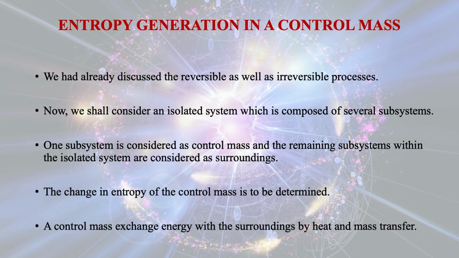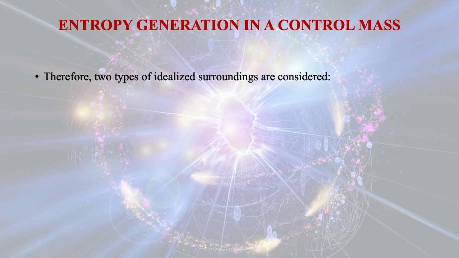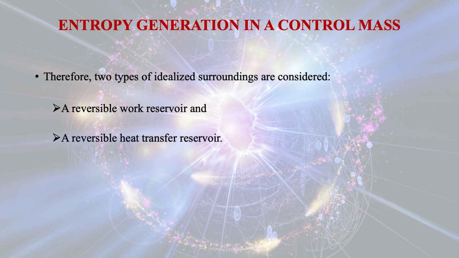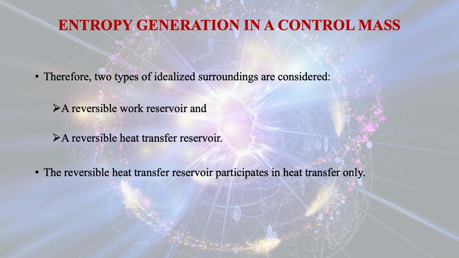A control mass exchanges energy with the surroundings by heat and work transfer. Therefore, two types of idealized surroundings are considered: a reversible work reservoir and a reversible heat transfer reservoir. The reversible heat transfer reservoir participates in heat transfer only. The reservoir is of constant volume and constant mass, but the reversible work reservoir takes part in work transfer only. Now let us see this figure.